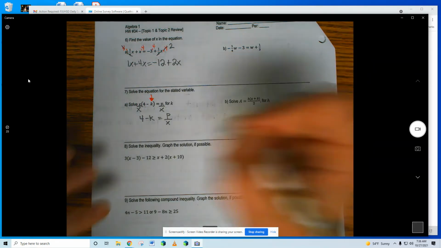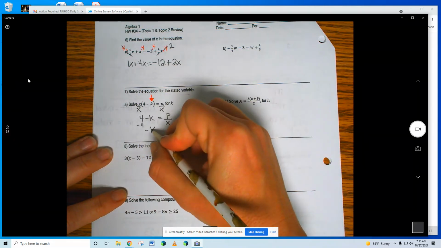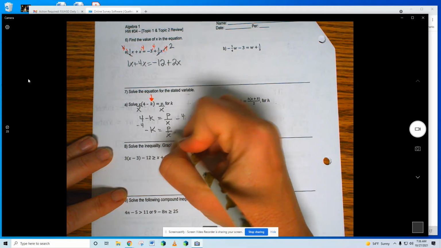Okay, I can't have one person answering all the questions. Negative k equals p over x, take away 4.